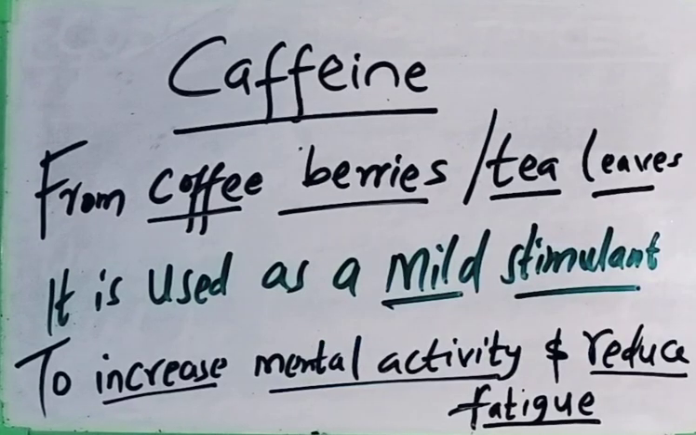Number two, we have caffeine. Caffeine is gotten from coffee berries and tea leaves. So those who like taking coffee and also tea will always have this chemical. It is used as a mild stimulant, and more so people use it to increase mental activity and of course reduce fatigue. Don't forget that it may have some form of addiction, but basically it is used as a mild stimulant.